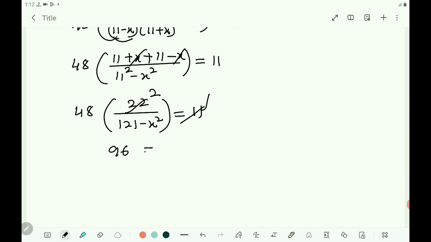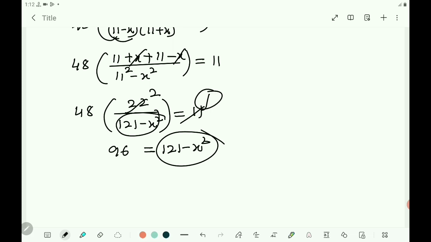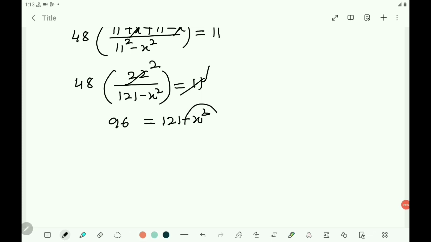96 equals 121 into 121 minus x square into 1, you write. That is the same as 121 minus x square. This into 1 is the same. Here you have to find the value of x. So transfer this to the LHS. It becomes 96 minus 121 equals minus x square. Here you have to subtract 96 from 121. 121 minus 96. 11 minus 6 is 5. And 11 minus 9 is 2.